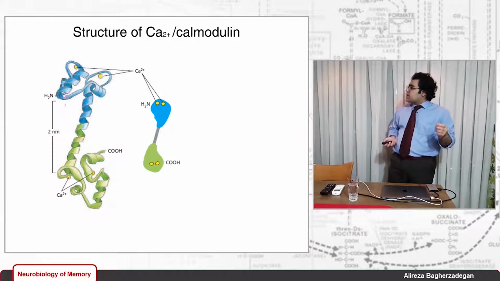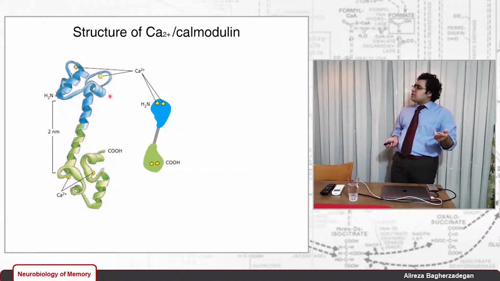Okay, fine. Calcium calmodulin has a dumbbell shape, and there are two globular ends. Each one of these globular ends has two calcium ion binding sites, so two in this end, two in this end. And there is a central tether region, or the central alpha helix.